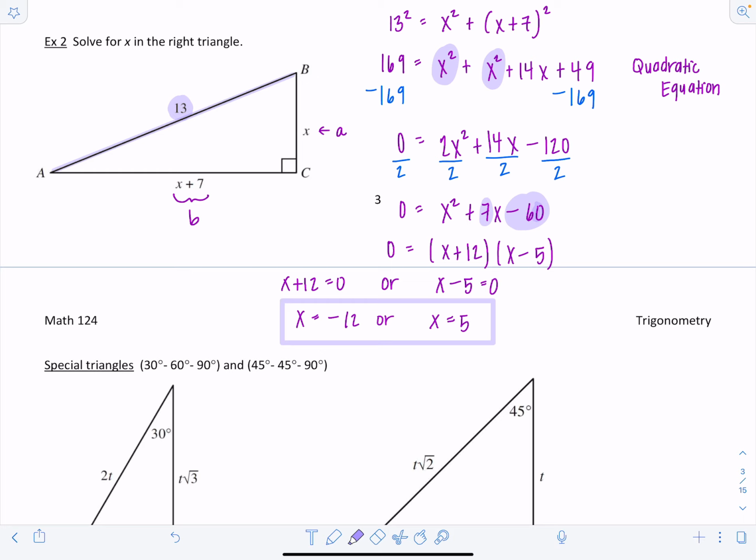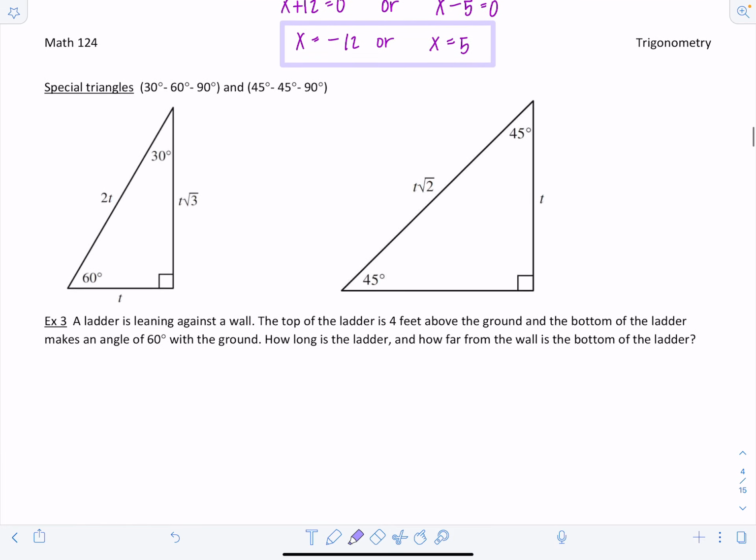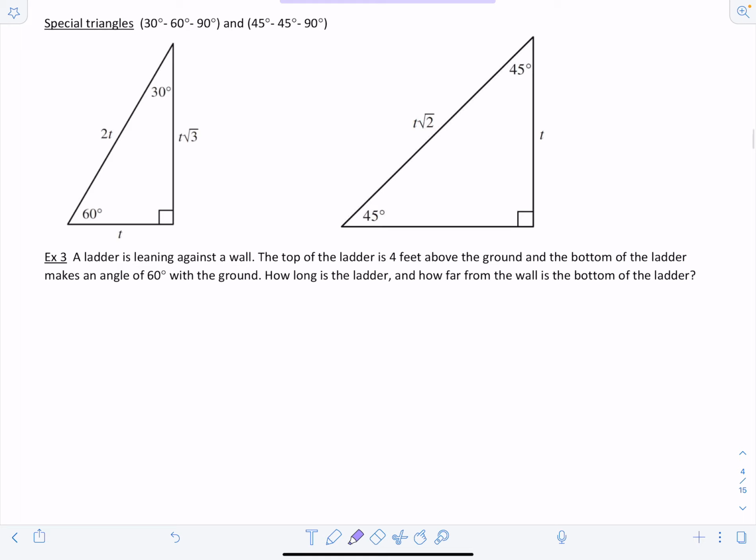Okay, moving on. Now we're going to talk about special triangles, and these are two triangles that come up very frequently throughout the course. So one of them is a 30, 60, 90 degree triangle, and the sides are all in a certain ratio with one another. So here's another thing to keep in mind. The smallest side in a triangle is always opposite the smallest angle, and the largest side is opposite the largest angle. So in a 30, 60, 90 triangle, the smallest angle is 30, and the smallest side we're going to represent right now with t, okay? T could be 1, 5, anything.